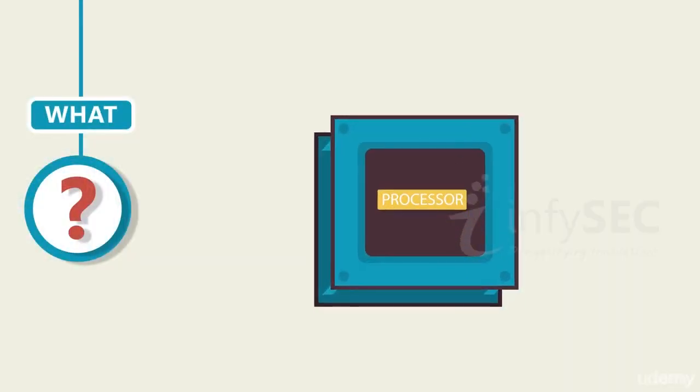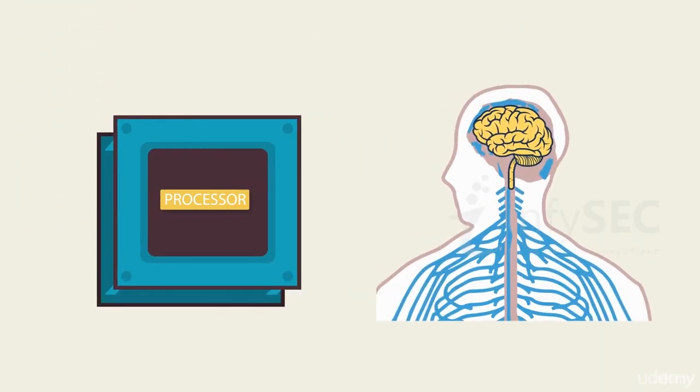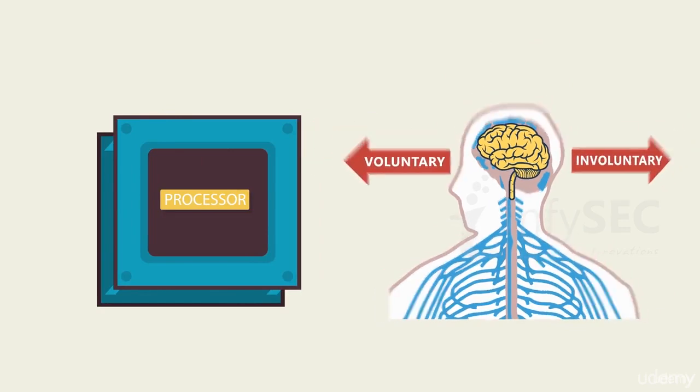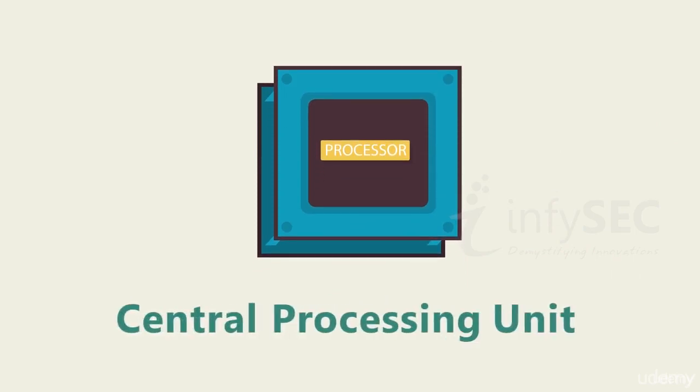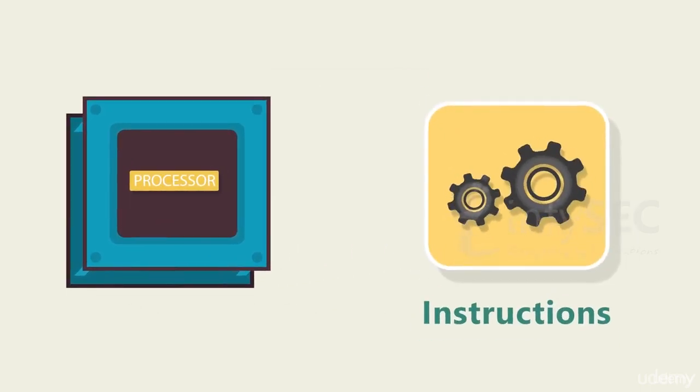What is a processor? Similar to the human brain that commands the entire functioning of voluntary and involuntary actions, the processor, also called the CPU or central processing unit of the system, is the hardware that performs all the instructions given to a computer.